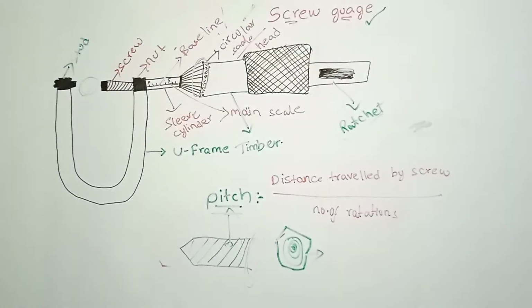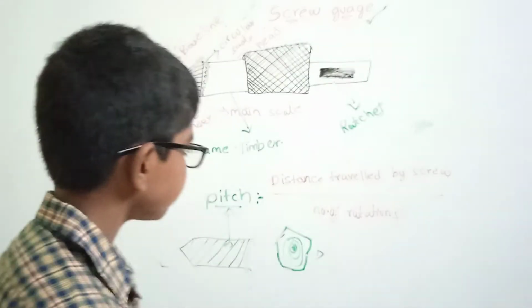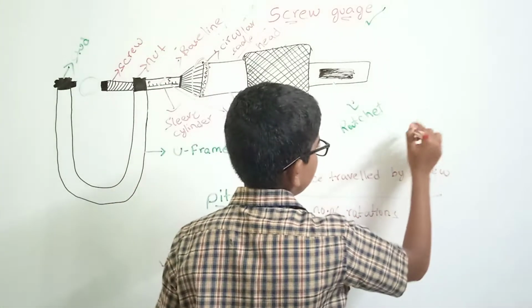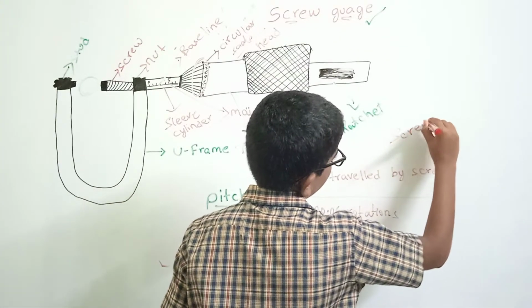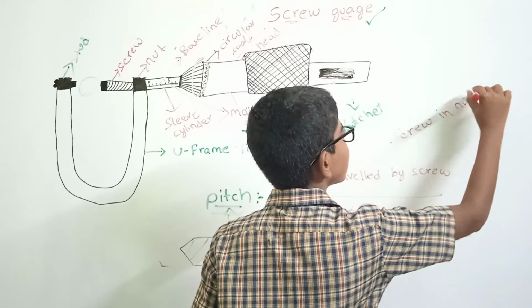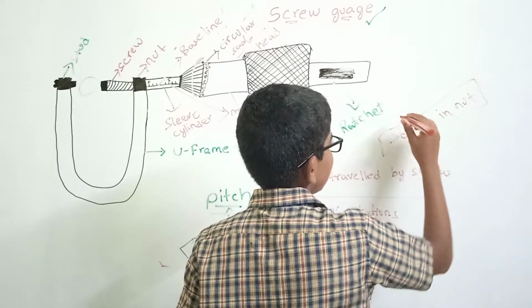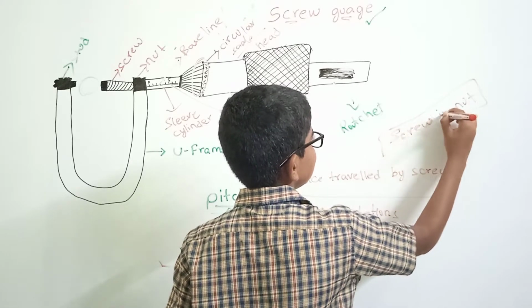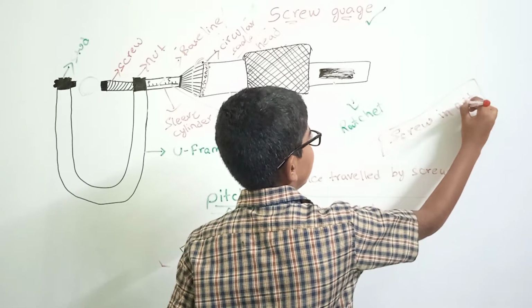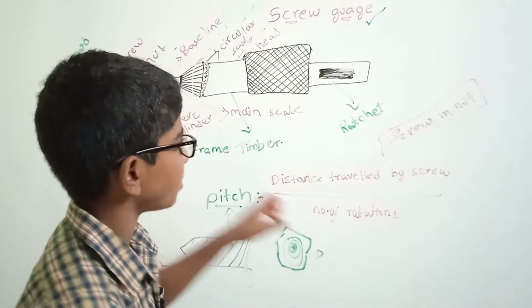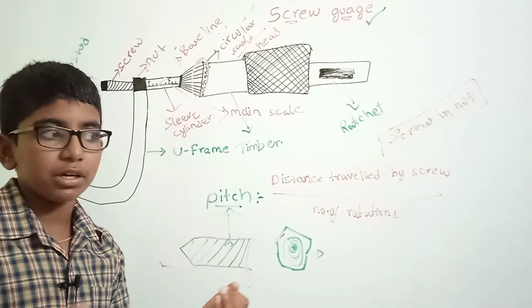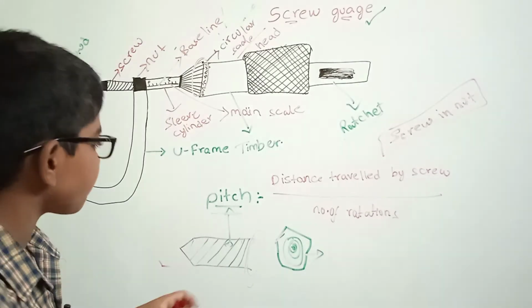The principle on which the screw gauge works is screw in nut. Okay, this is very important. Screw in nut is the principle. That means in a nut the screw is, till now we have been applying rotatory motion and we get linear motion.